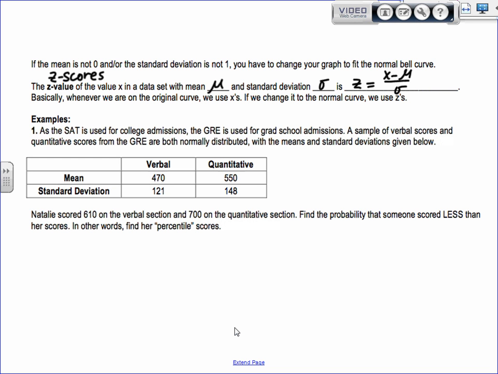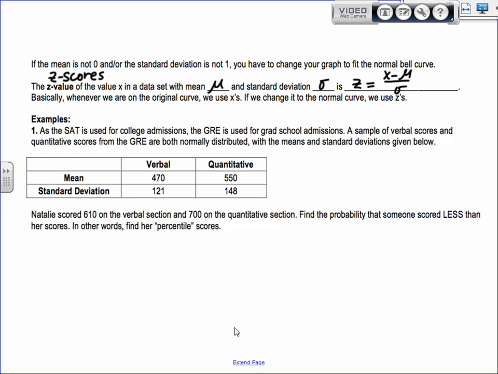So a sample of verbal scores and quantitative scores from the GRE are both normally distributed with the means and standard deviations given below. Let's say Natalie takes this test, and she scores a 610 on the verbal section and a 700 on the quantitative section. It looks like she did better on the math portion. Good job, Natalies. But we're actually going to find out that she actually did better on the verbal section, because it matters what the mean and the standard deviation is. It matters how well everyone else did, which is weird.